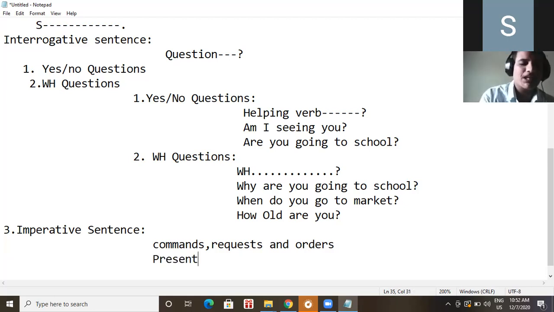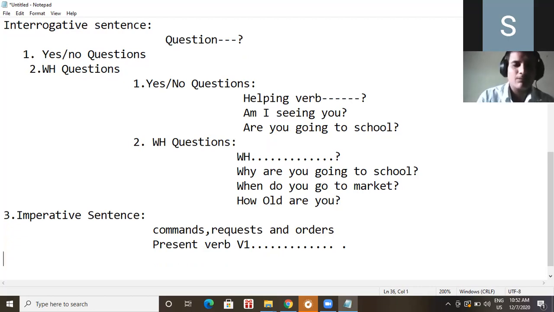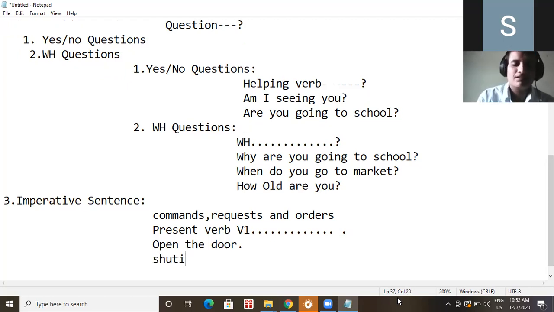It starts with present verb, called V1, and ends with full stop. For example, we have to take: open the door. Open is the V1 form. And set up your mouth. This is an example. It starts with present verb V1 and ends with full stop.